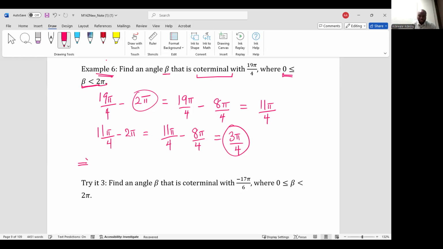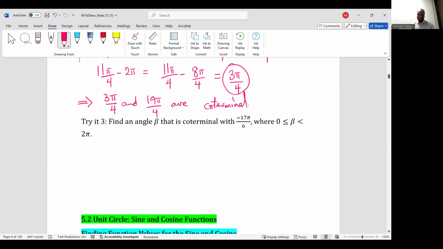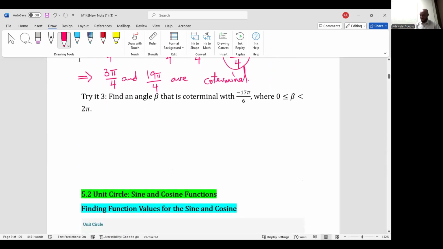So our claim is that 3 pi over 4 and 19 pi over 4 are coterminal. I hope this is clear to you very well. So this is something for you to try out.